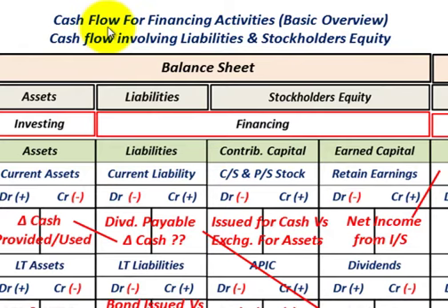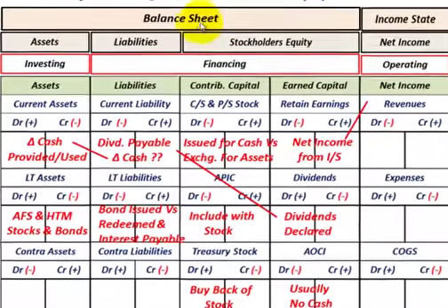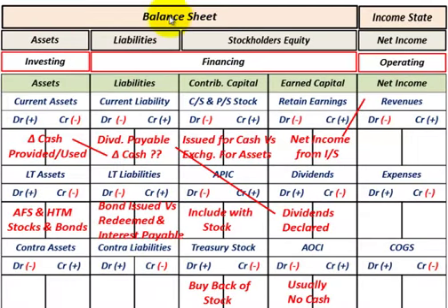What we're going to be going over here is the cash flow for financing activities, and we're just going to look at a basic overview of what those financing activities would be. Now, cash flow for financing activities really involves the liabilities and stockholders' equity for the company. So when we're talking about cash flows, we really have three different activities that we'd be looking at when we have a cash flow statement.